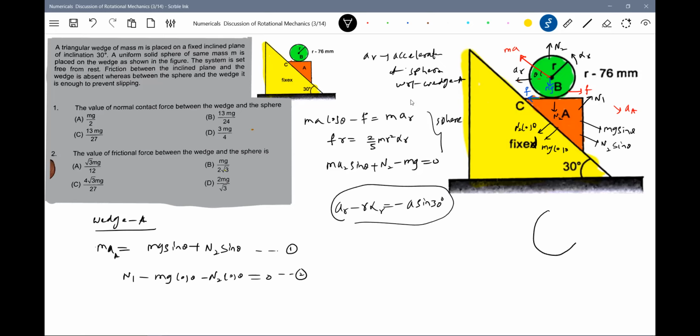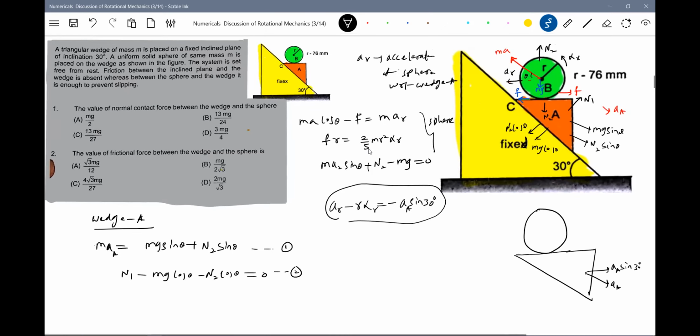Okay, once again, let me take this wedge. Here I'm showing it separately. Only accelerations I'll show it. The acceleration of wedge is like this. No, you resolve this. How much you'll get? Acceleration AA sine theta. Acceleration of the wedge along x-axis because it is sliding down along the incline.